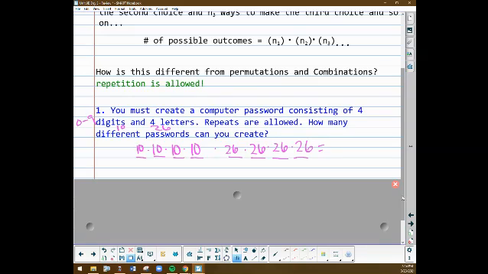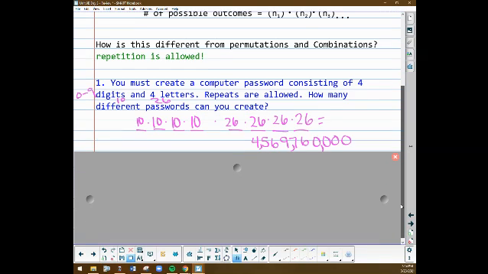It's going to be a big number. Oh wow, it's huge. You should have picked a smaller password. It is 4, 5, 6, 9, 7, 6, 1, 2, 3, 4. Let's see, what is that? Thousand, million, billion. Over 4.5 billion different types of passwords that can be created from 4 digits and 4 letters if you are allowed to repeat. That's a lot.